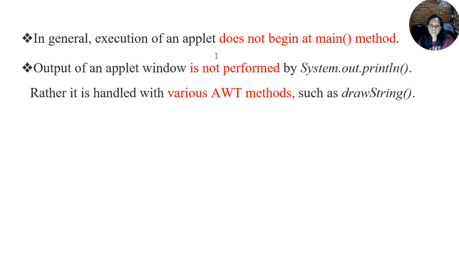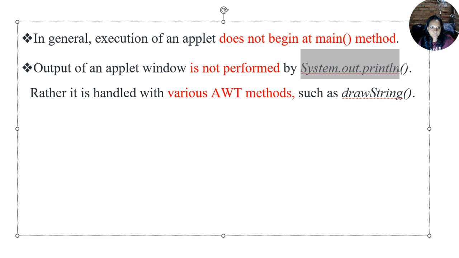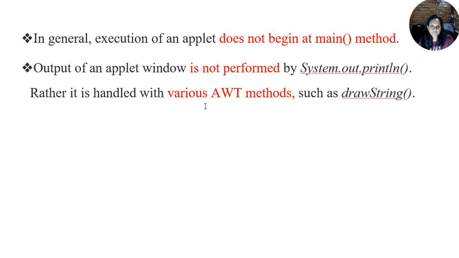In general, an execution of an applet does not begin at the main method. Output of an applet window is not performed by System.out.println. Rather, it is handled with the various AWT methods such as drawString.